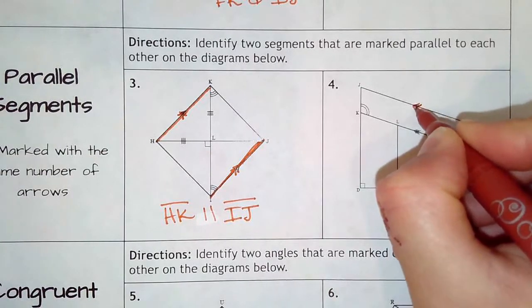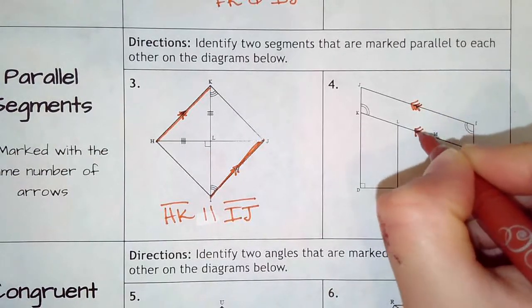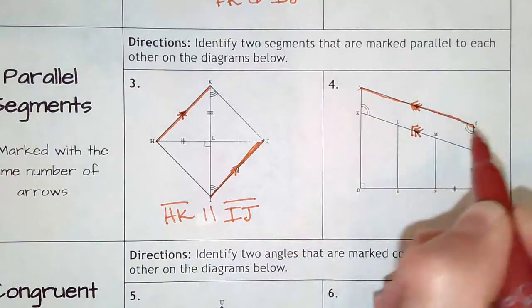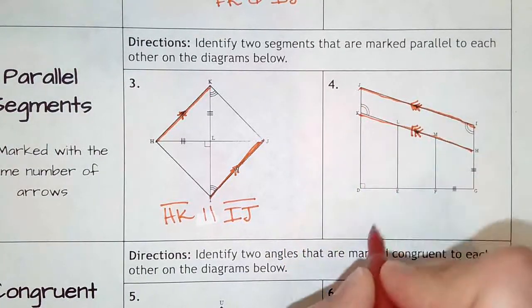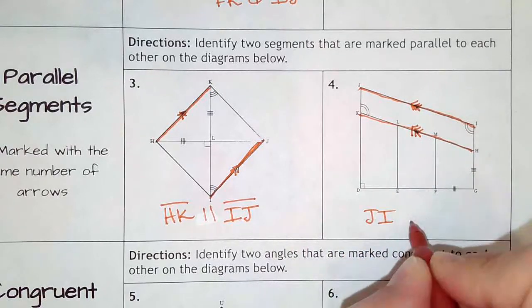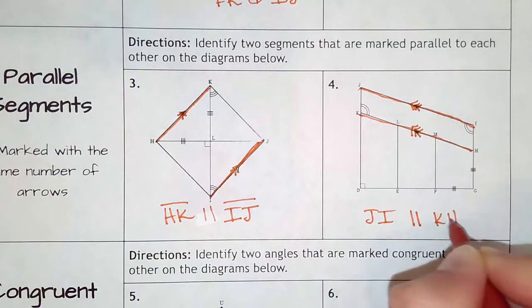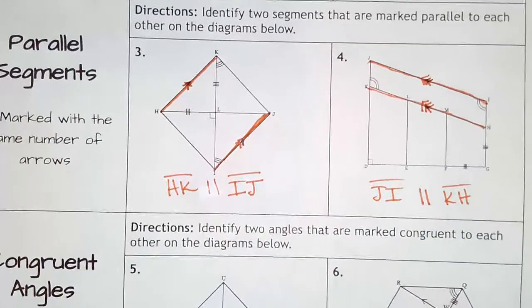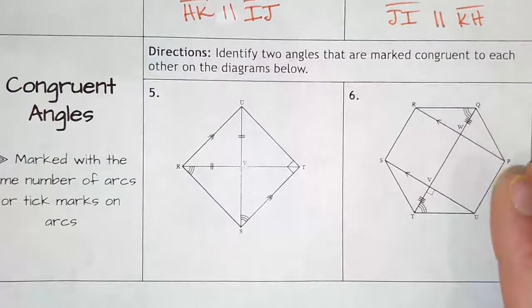Looks like there's 3 arrows. I know this is not the best picture. 3 arrows here and here, so that means that line JI is parallel with KH. Remember, the order of the letters doesn't matter. All right, then we're going to talk about congruent angles.